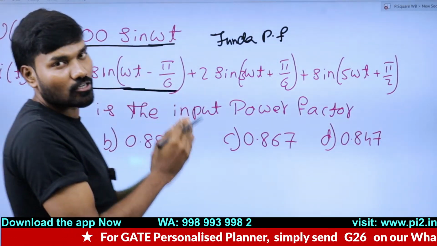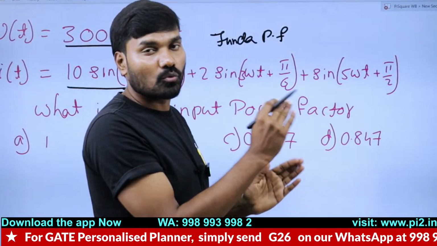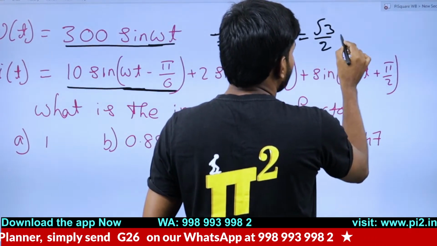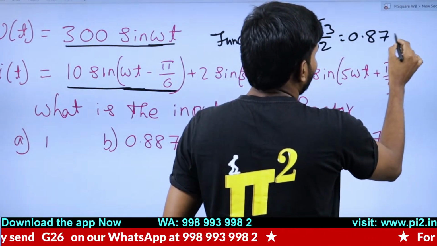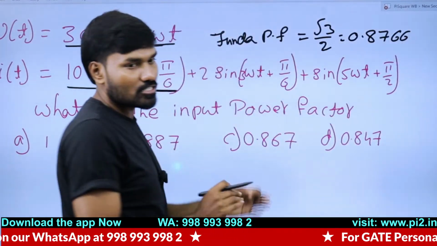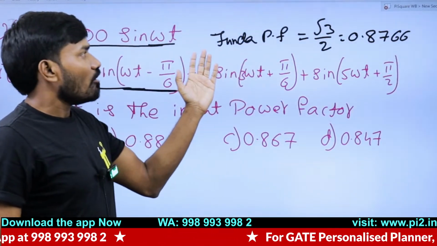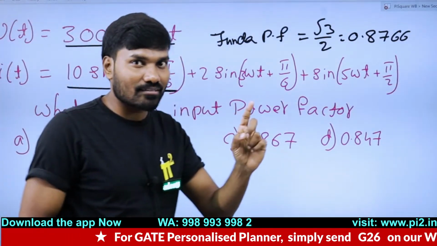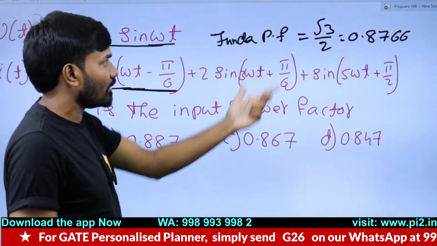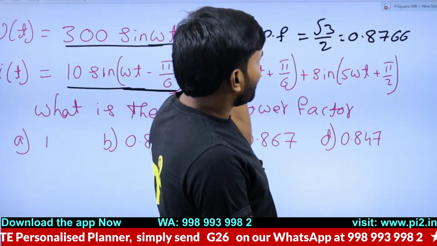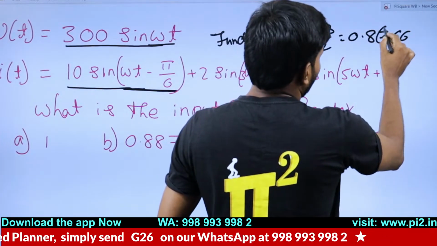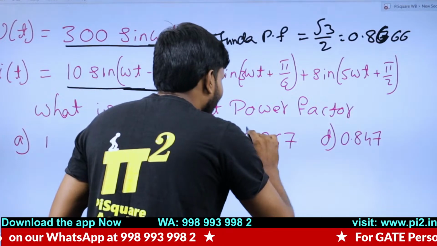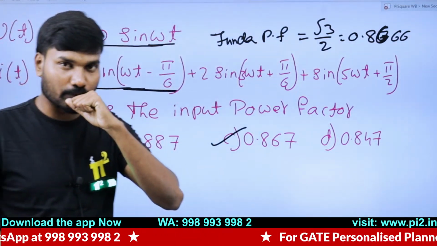So cos 30 is how much? Cos 30 is root 3 by 2. So the fundamental power factor is equal to root 3 by 2, which is 0.8666, something like this. If it is asked for the fundamental power factor, you take only the fundamental quantities, and it is pretty much straightforward: root 3 by 2 is the answer. So the answer would have been C if the question were about the fundamental power factor.